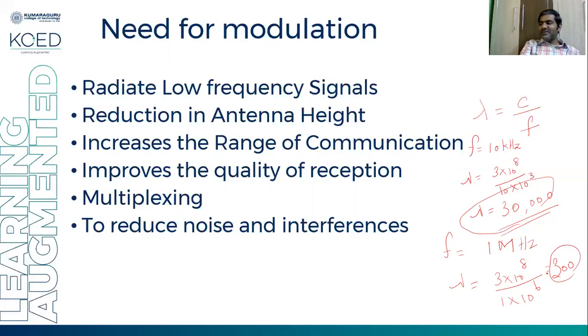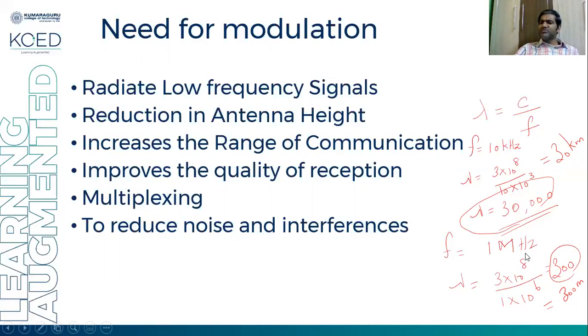So what is your observation here? At low frequencies, your antenna height is 30,000 meters, or 30 kilometers. Correct or not? Whereas in this case your antenna height is 300 meter. See, it is very difficult to install an antenna of height 30 kilometer. 30 kilometers is a very long antenna. You cannot create an antenna of that long size. But when you use modulation, your antenna height is reduced to 300 meter.